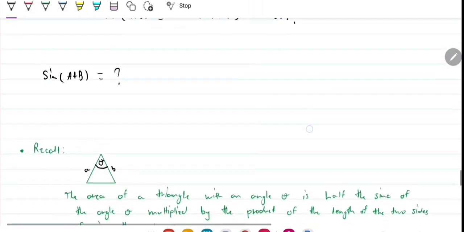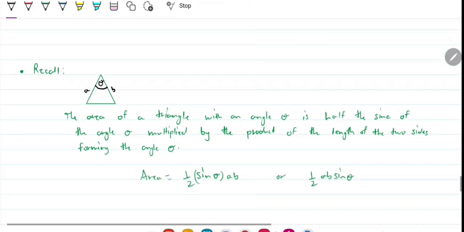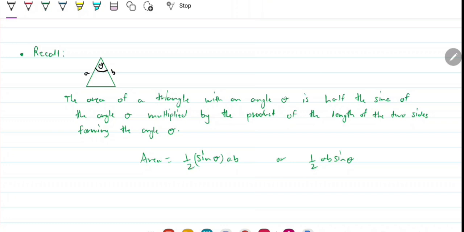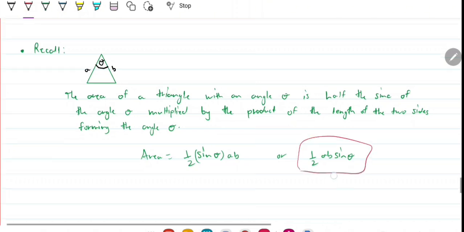Before I get to that derivation, I want you to remember that to find the area of a triangle when we know an angle and the length of the two sides forming that angle, we use the formula half ab sine theta. So in words, the area of a triangle with an angle theta is half the sine of the angle theta multiplied by the product of the length of the two sides forming the angle theta. Just remember that.